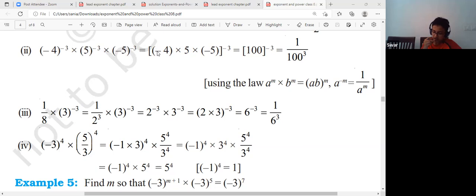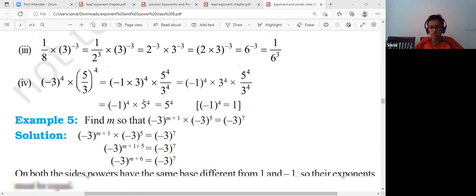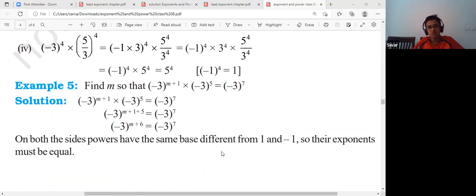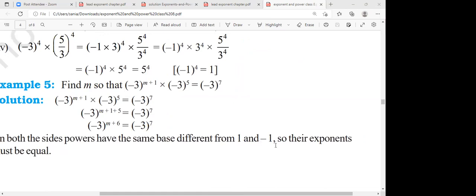Ma'am, so the value of m is 1. Yes, 1 and minus 1. Okay.